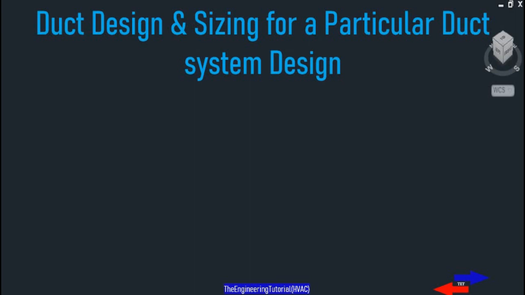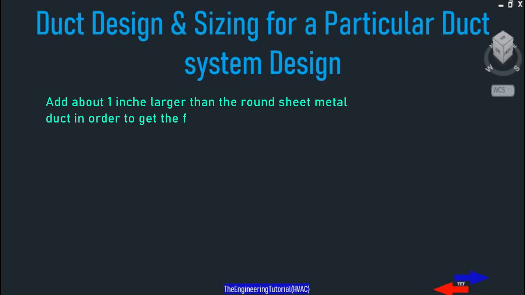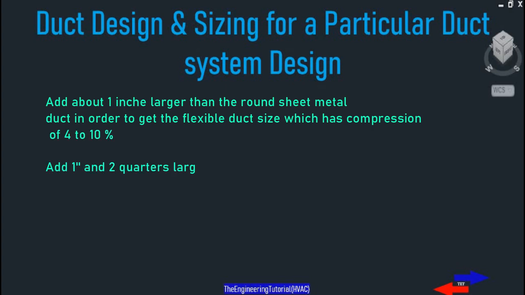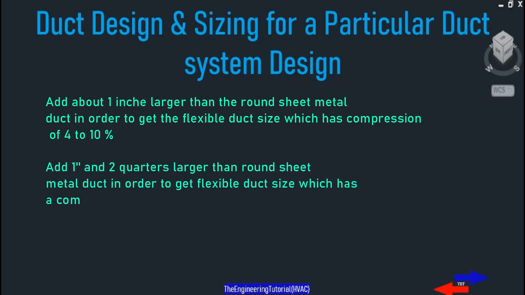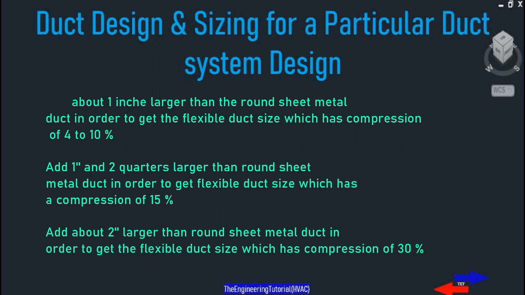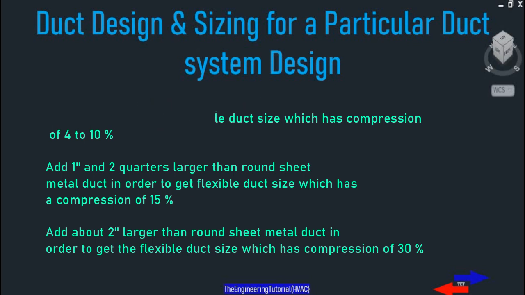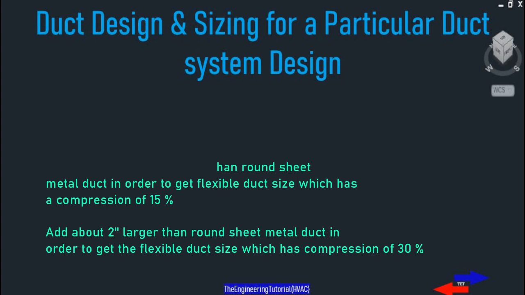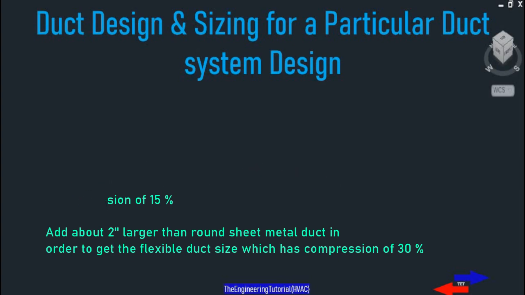You can add about 1 inch to the round sheet metal duct size in order to get the flexible duct size, which is a compression of 4 to 10%. You can add 1 and 2/4 inches for a compression of 15%. You can add about 2 inches for a compression of 30%.